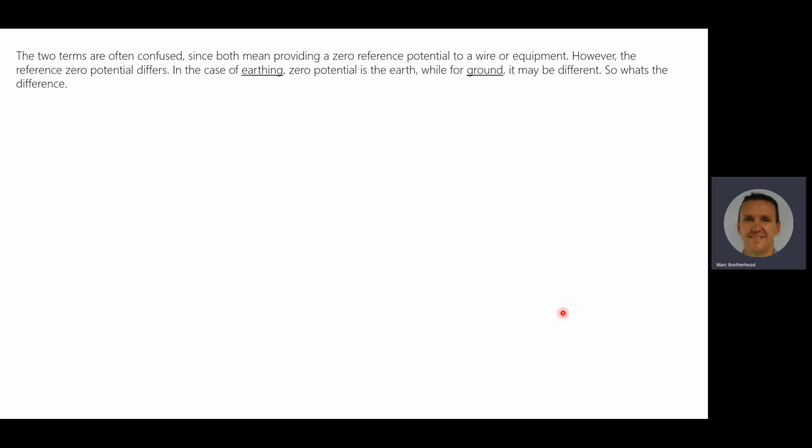So the two terms are often confused since both mean providing a zero reference potential to a wire or equipment. However, the reference zero potential differs. In the case of earthing, zero potential is the earth, while for ground it may be different. So what's the difference?